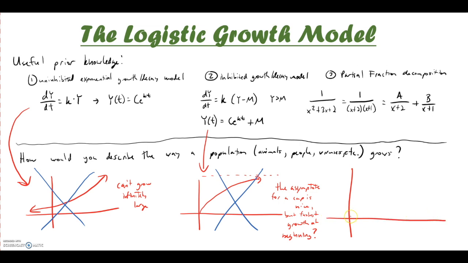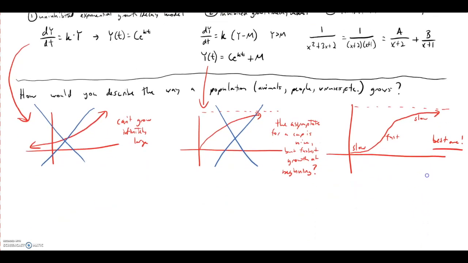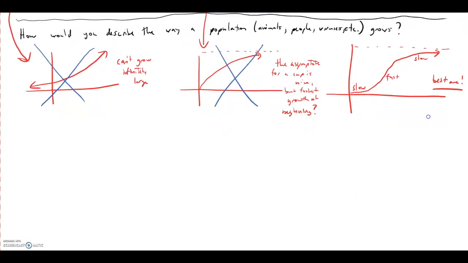But what if we could solve both those issues at once, using a model that looks like this: flat at the beginning, sharp in the middle, flat at the end. One that would show a population that starts off by growing very slowly, then speeds up, and then slows down as it catches up to the constraints of its environment. This would probably be the most realistic. And this particular model has a name. This is what's known as the logistic growth model.